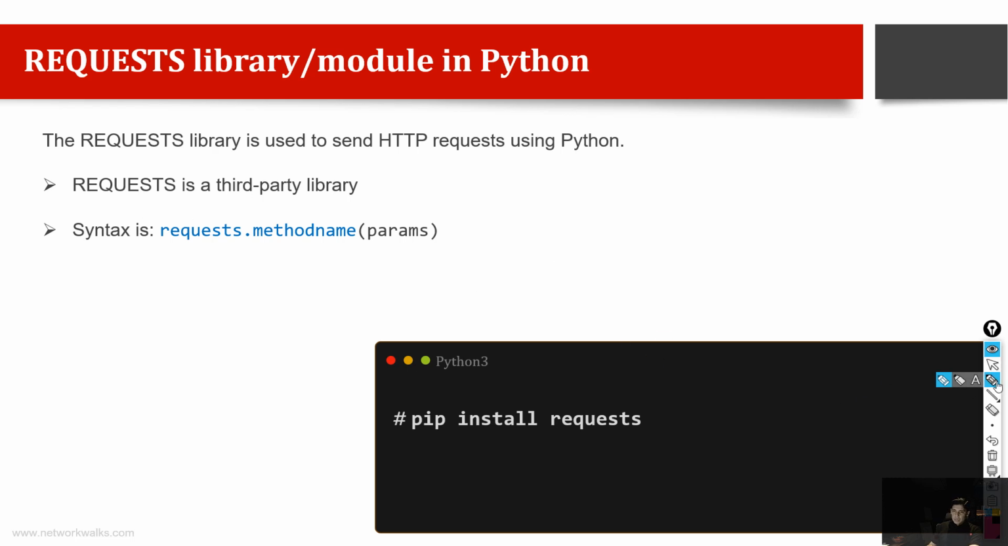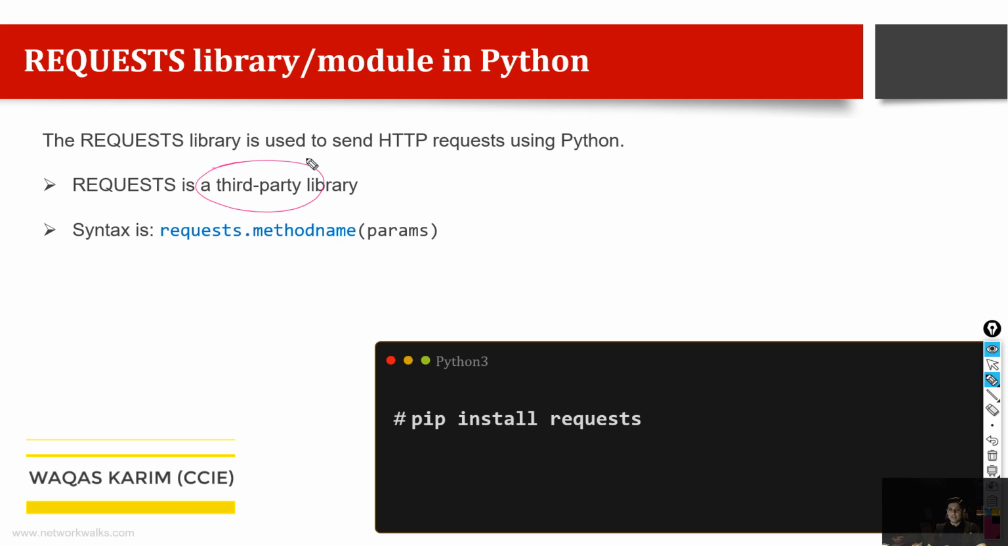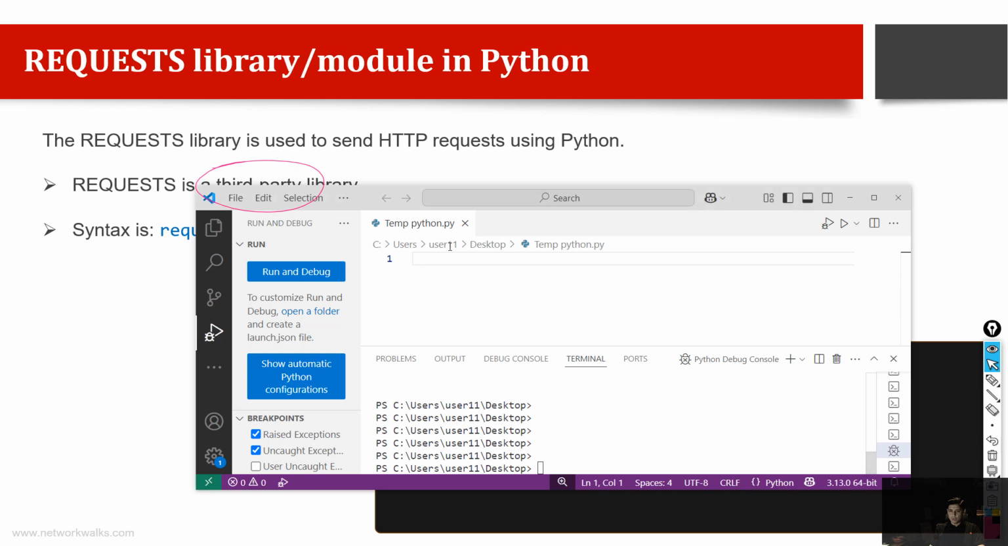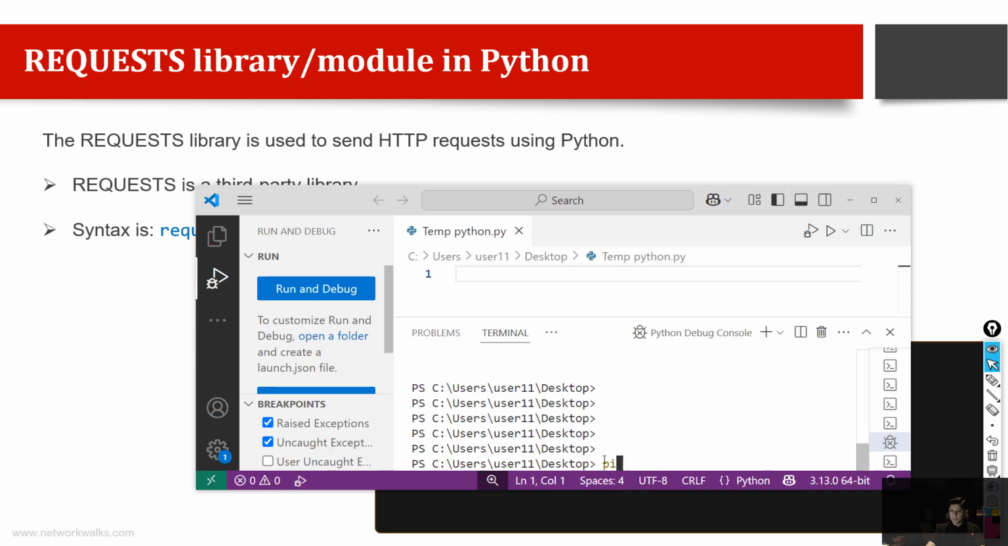Python requests library is a third-party library, which means that we have to install it first before we can start using it. So how to install it, how to import it? Let me open my Visual Studio Code. If you are also using VS Code, here in the prompt you have to type pip, Python package installer, install requests, like all other libraries.